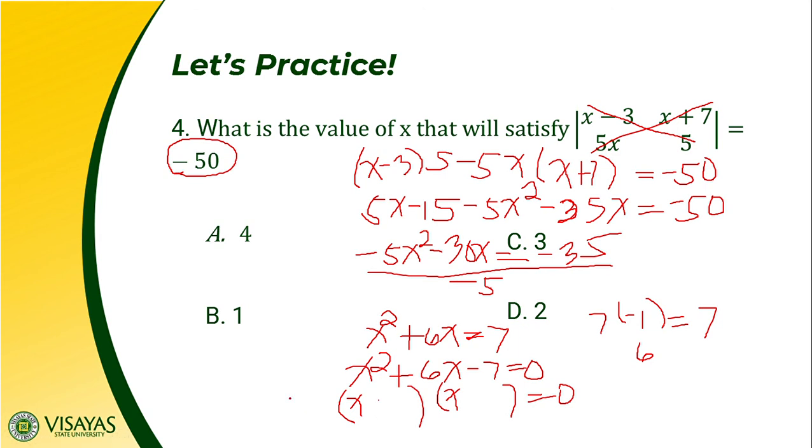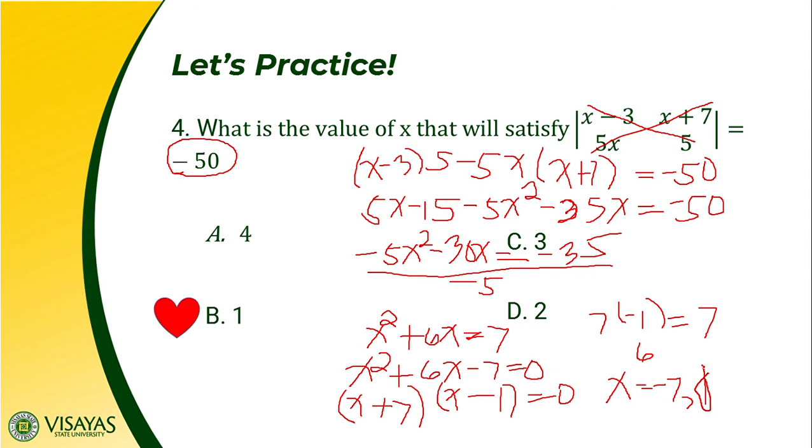And therefore this becomes x plus 7 and x minus 1. And our values for x are negative 7 and positive 1. So based on the choices here, since we don't have any negative 7, we'll be choosing positive 1, and the answer is letter B.